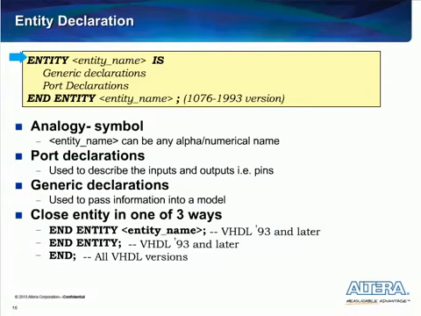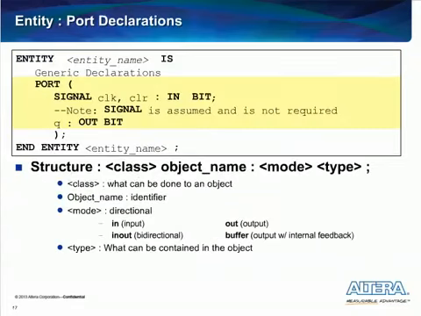An entity consists of two sections, the generic declarations and the port declarations. Generic declarations are used to pass information into the model. The port declaration section describes the inputs and outputs to the entity. There are several ways to close the entity depending on what your preference is and what version of VHDL you are trying to support. The port declaration is used to declare the I/O to your entity and occurs within the entity declaration after the generic declaration.